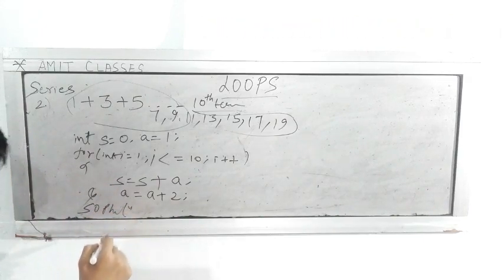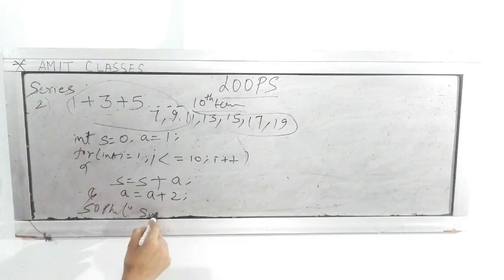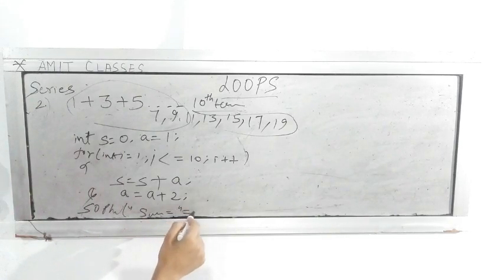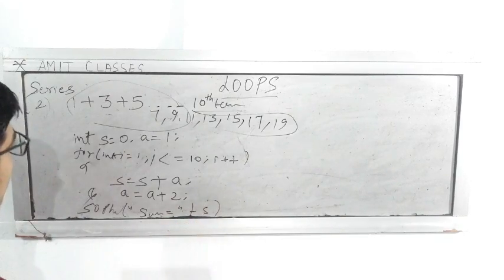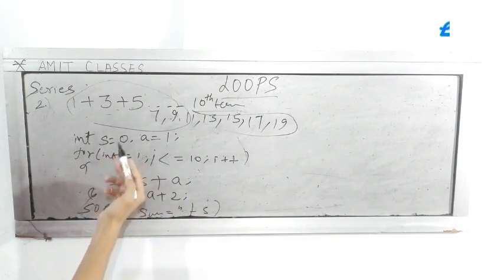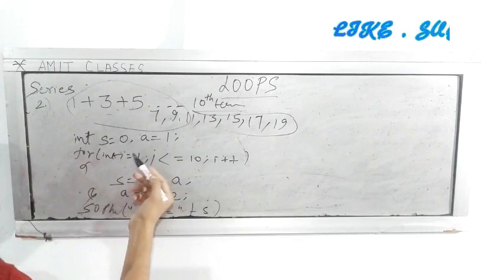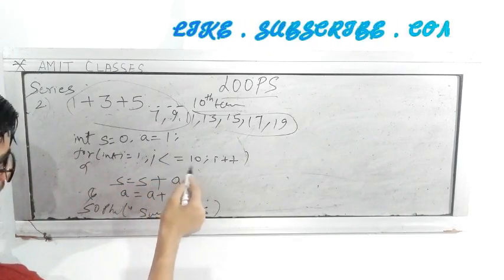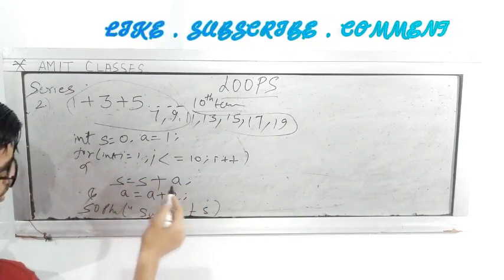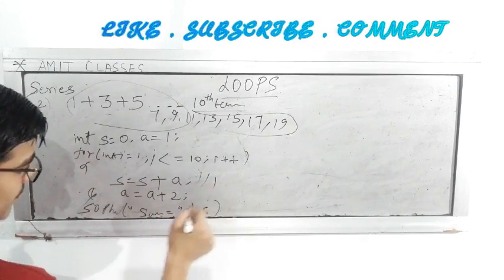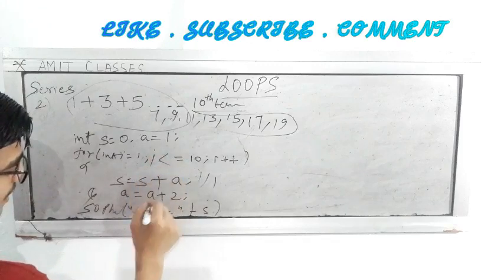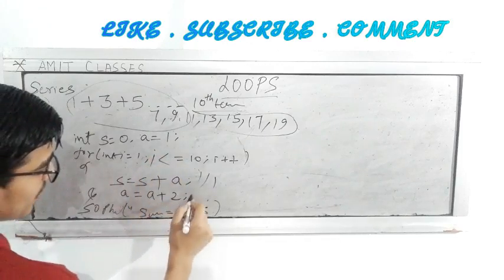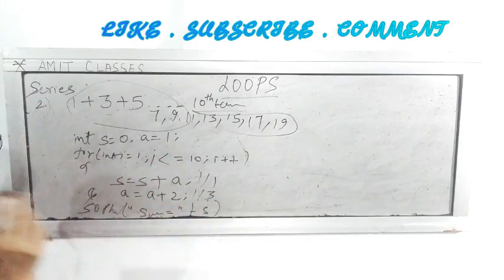SOPLN sum is equal to sum plus s. This is the program. s is 0, i is 1, yes i is less than or equal to 10, s is equal to s plus a, s is 1. Now a is equal to a plus 2, a value 1 and 1 plus 2 is 3, it will become 3.